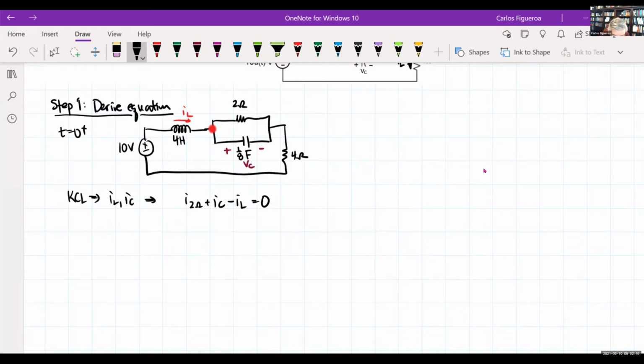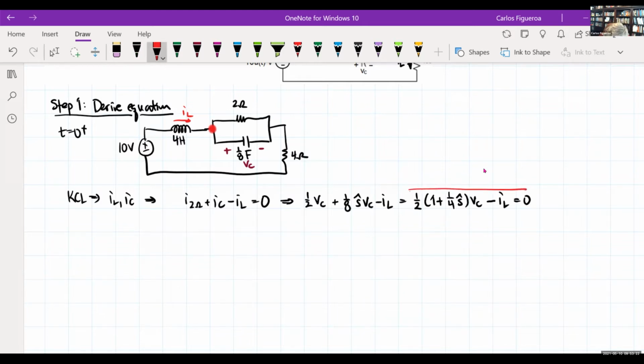Now, I could see that the 2 ohm is in parallel to the cap. So I'm going to write this as 1/2 VC. Then this guy's got to be 1/8 s hat VC minus IL. If I clean this up just a little bit, this is 1/2 (1 plus 1/4 s hat) VC minus IL equals 0. So I got my equation.